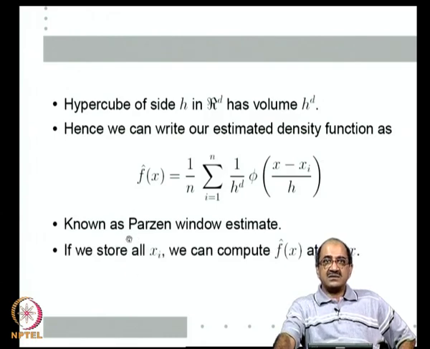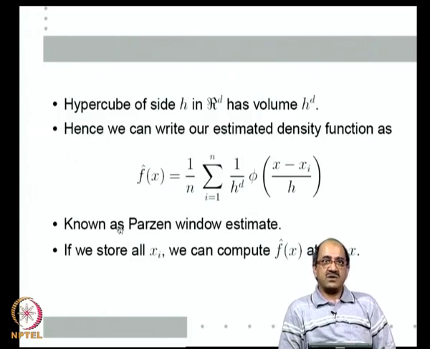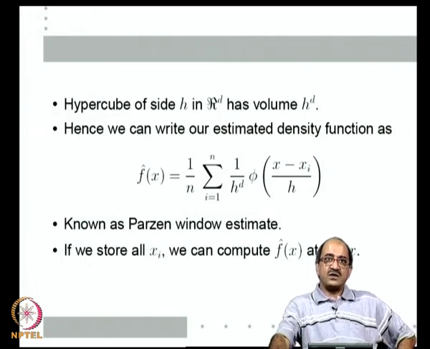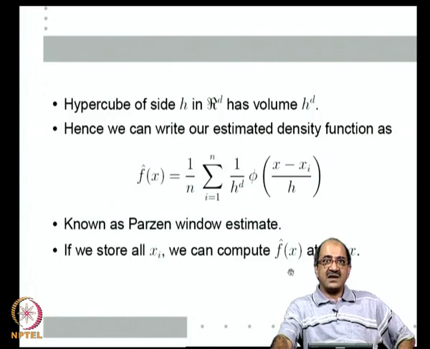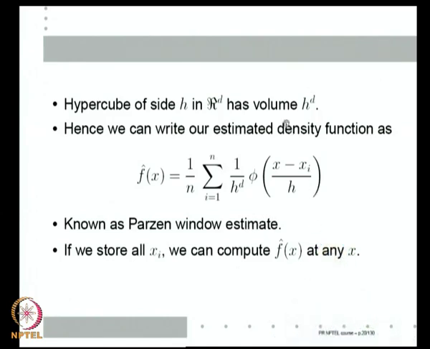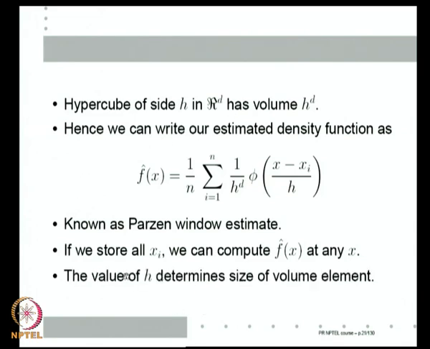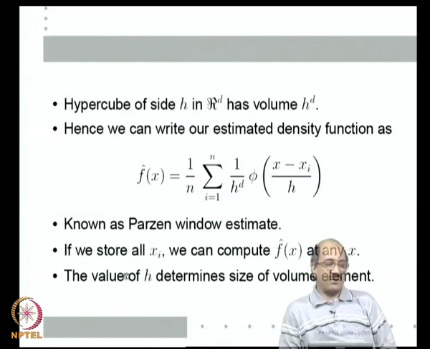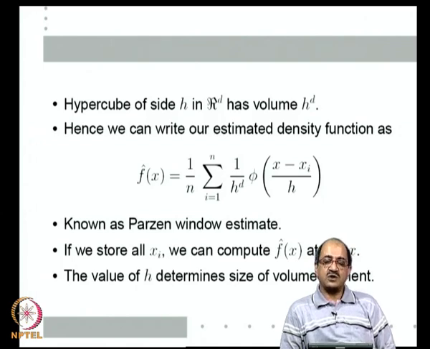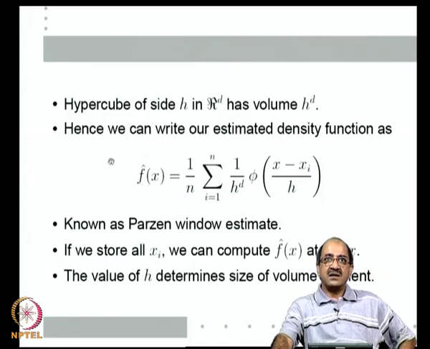Essentially what it means is that when I want a density estimate, what do I need it for? To implement the Bayes classifier. So, to implement the Bayes classifier, when I see a new feature vector x, at that x I have to compute the value of the class conditional densities. So, if I store all my samples xi, given any x, I can compute f hat x using this. The value of h determines the size of the volume element. We said we have to take some volume of appropriate size. So, that choice now translates to the choice of h. So, I choose some h and then given any x I compute this, and that will give me the density estimate at x.